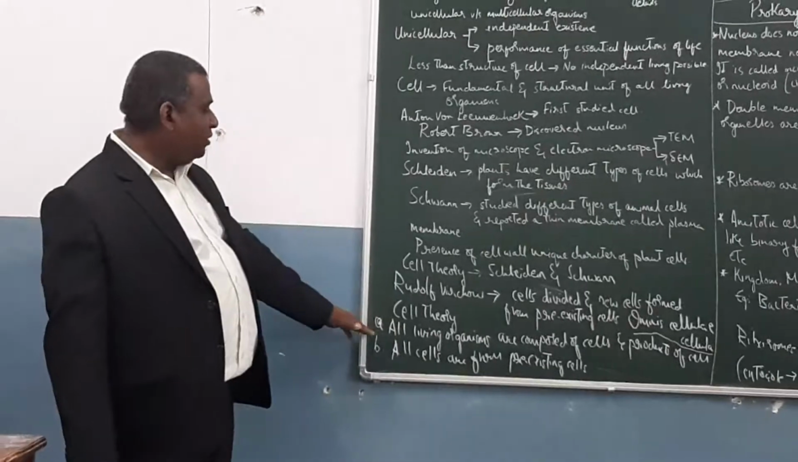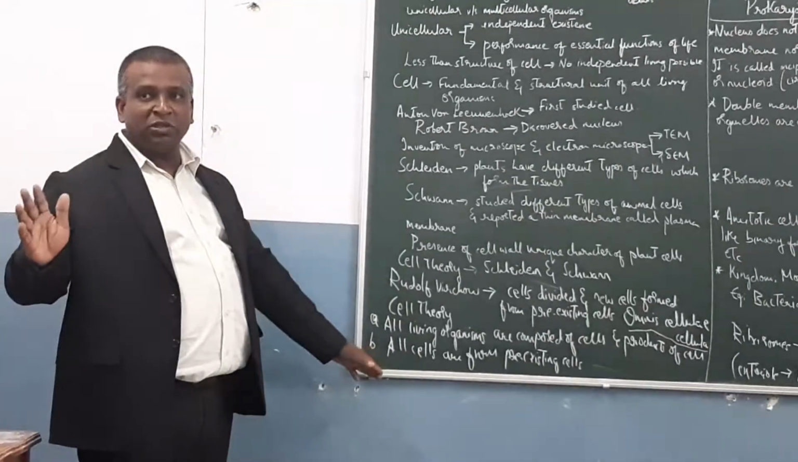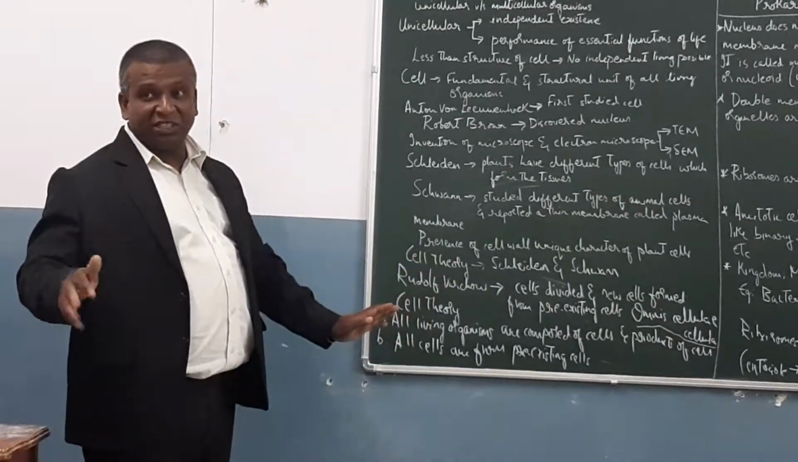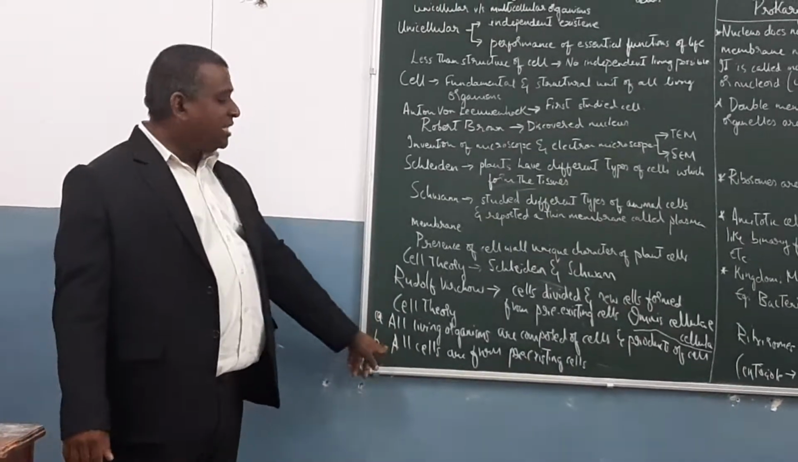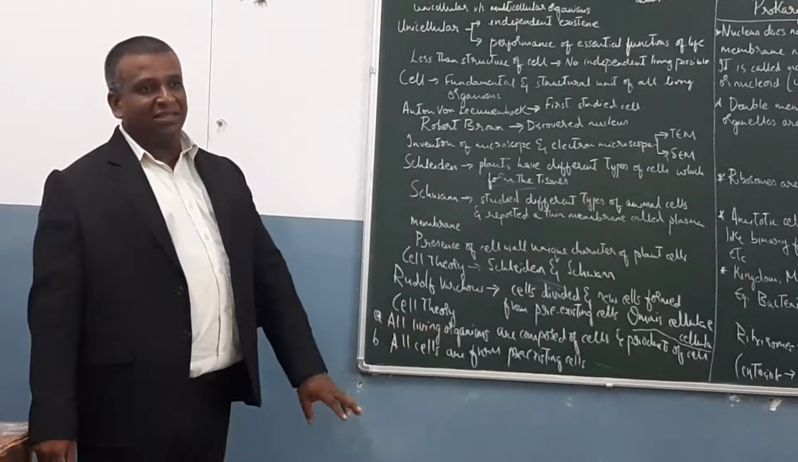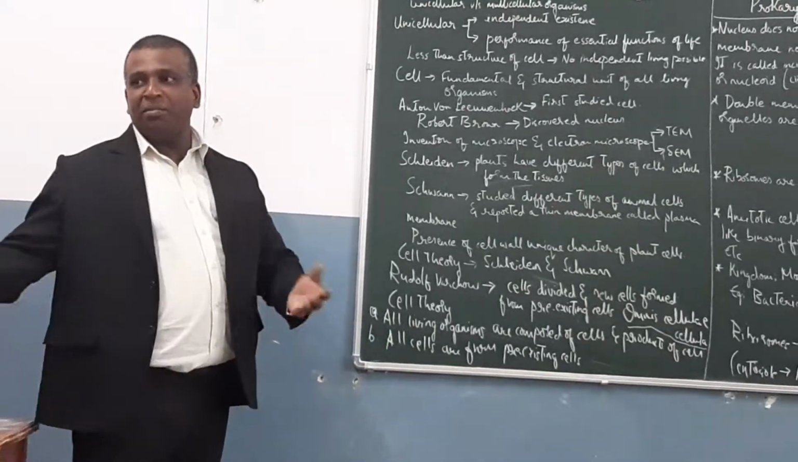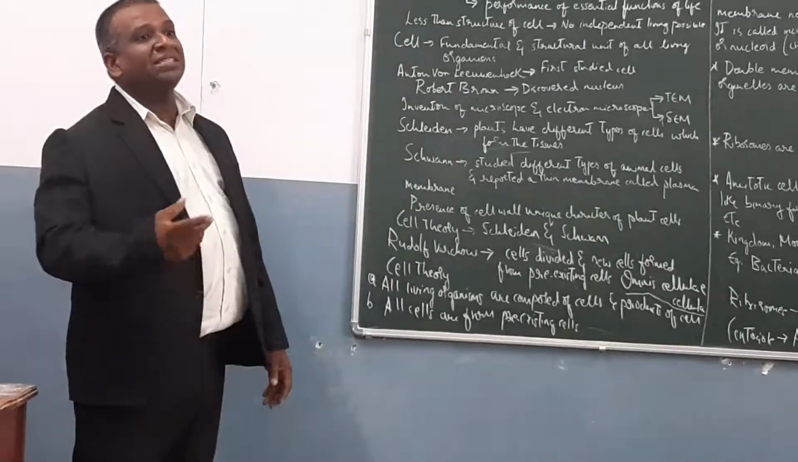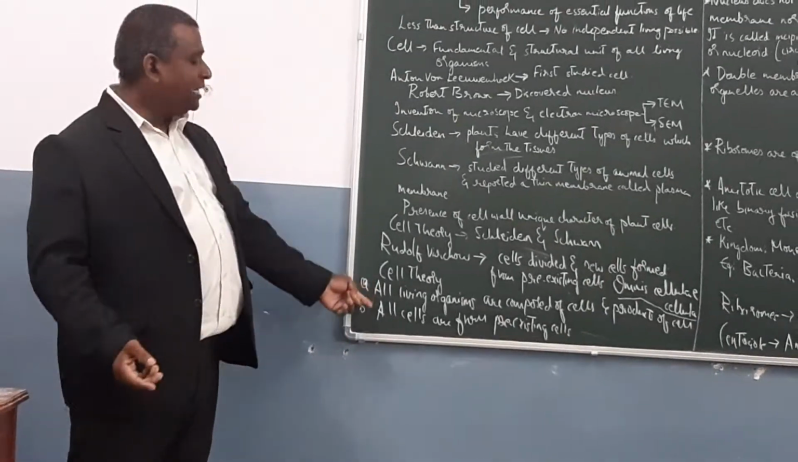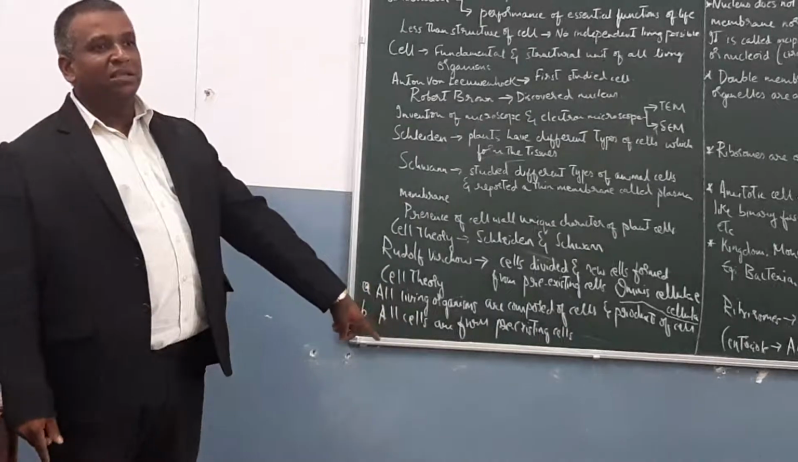Now, cell theory: all living organisms are composed of cells and products of cells. They are either composed of cells or products of cells. All cells are from pre-existing cells. They do not come from inanimate things. Life comes from pre-existing life. The cell comes from a pre-existing cell.